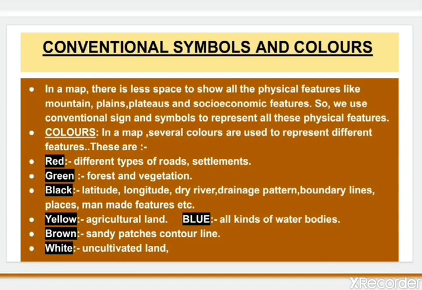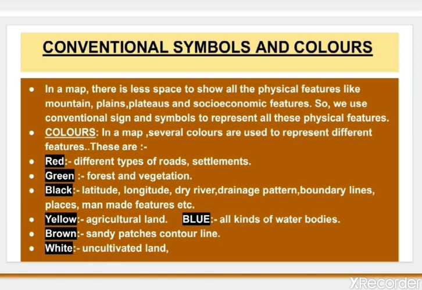Now next we will learn the conventional symbol and color. In a map, there is very little space to show all the physical features like mountains, plains, plateaus, and socioeconomic features. So we use some conventional signs, symbols as well as colors to show all these features.